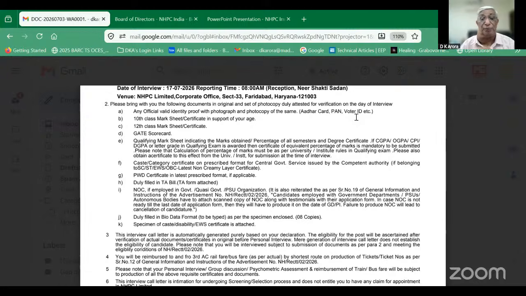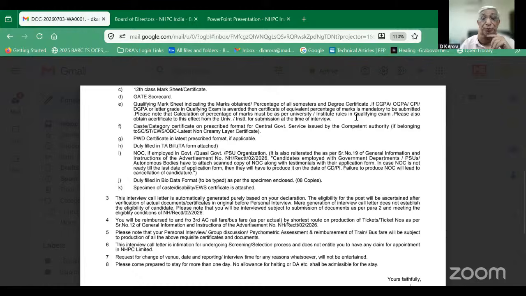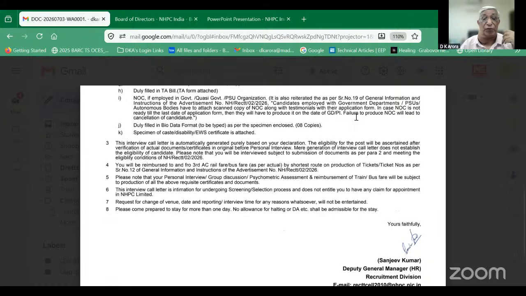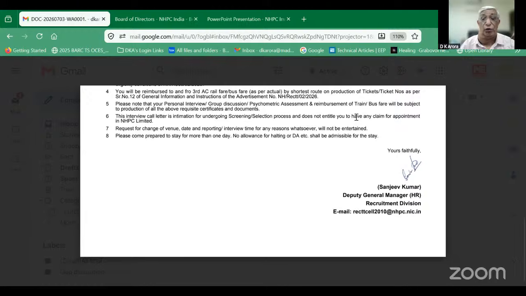It's a possibility, right? Specimen of the caste disability certificate is already sent by them. You will be reimbursed to and fro 3-tier, third AC rail fare or bus fare as per actual by the shortest route on production of the ticket, not without the production of the ticket, right? It will be subject to production of all the relevant certificates. Call letter is enclosed.